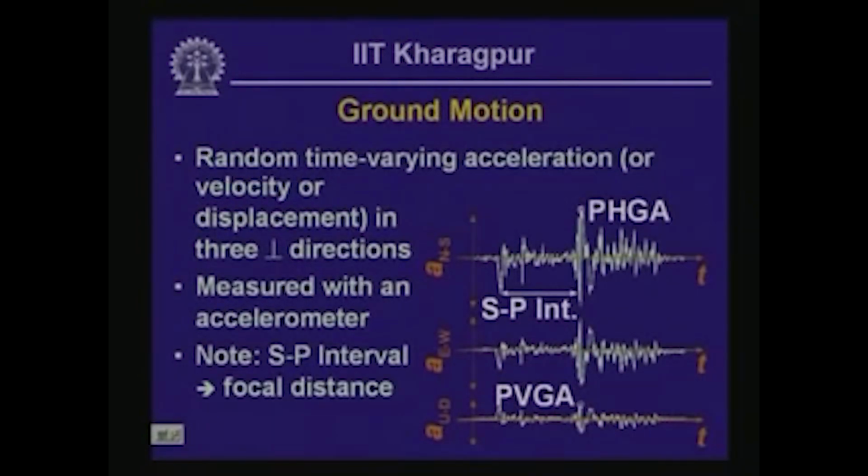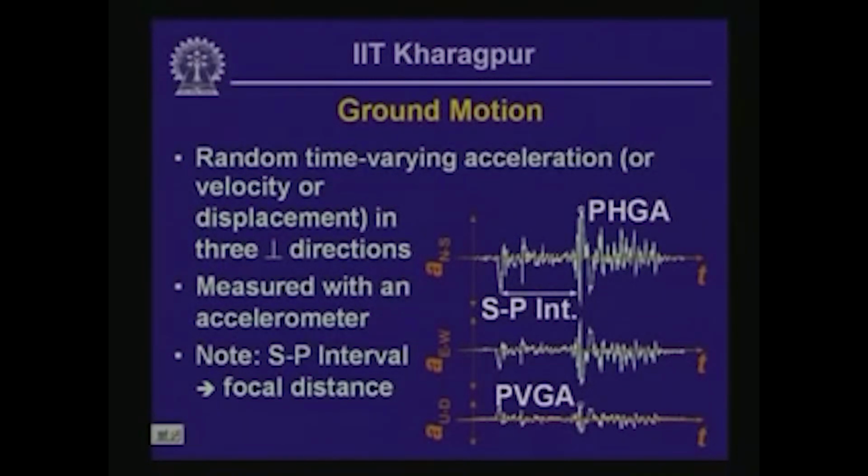Now, ground motion is a sum total. It is actually a sum. It is essentially a combination. What you see is a combination of the effect of all the stress waves that we just now looked at.